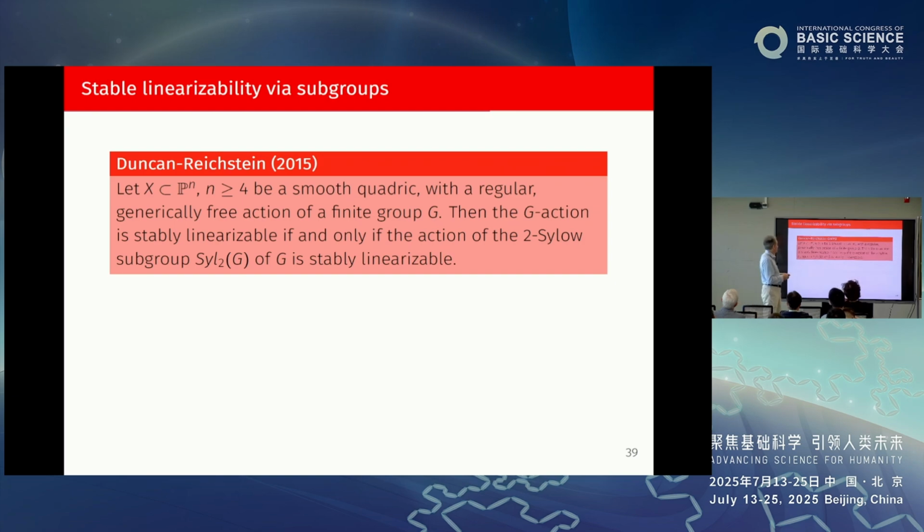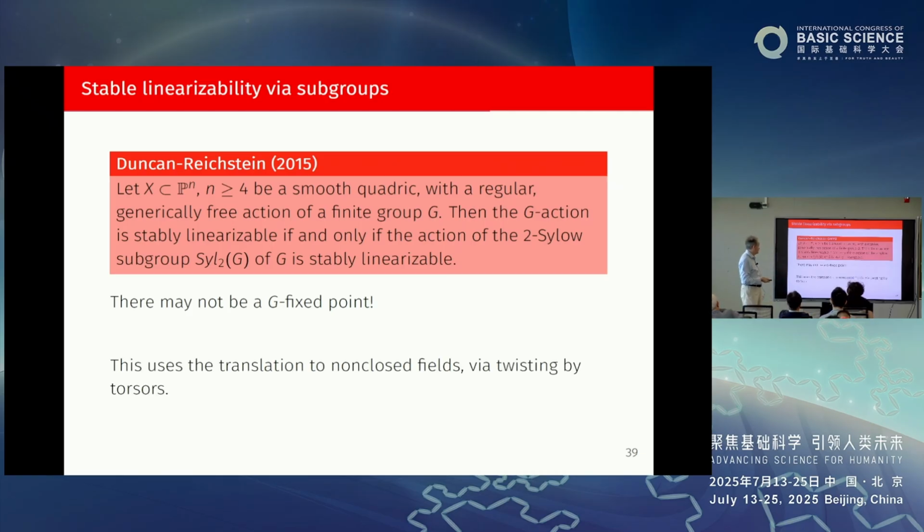Okay, that's the case. We know what to do for quadrics. Suppose you have a G action on a quadric. Then the first theorem of Duncan and Reichstein is that it is stably linearizable if and only if it is stably linearizable for a 2-Sylow subgroup. How would we read it over non-closed fields? Well, if you have a cycle of odd degree, then that would give you a rational point, and that would give you rationality and things like this. So you're only interested in degree 2 extensions and so on. Well, okay, and as I said, there may not be a G-fixed point in all of this.